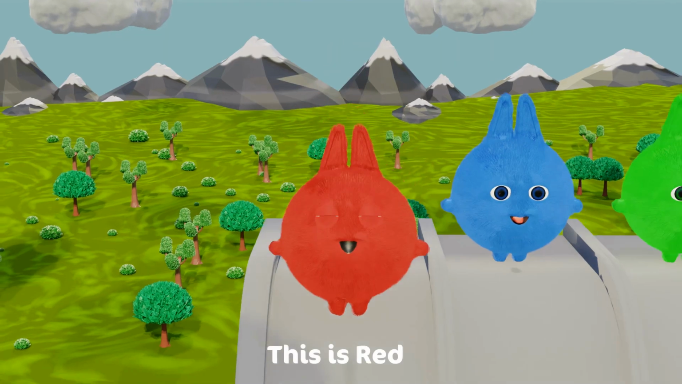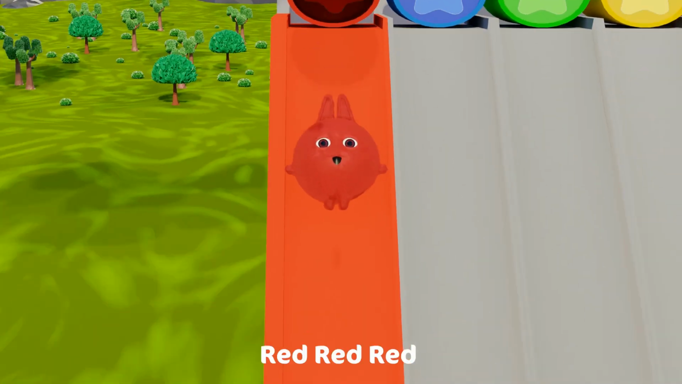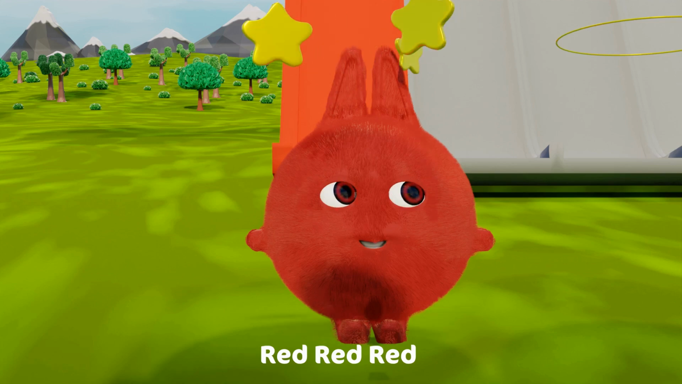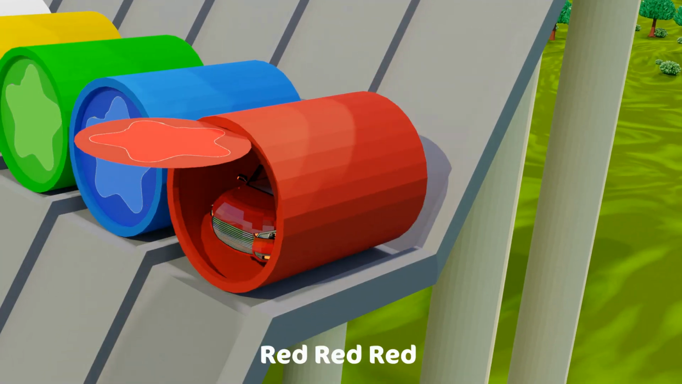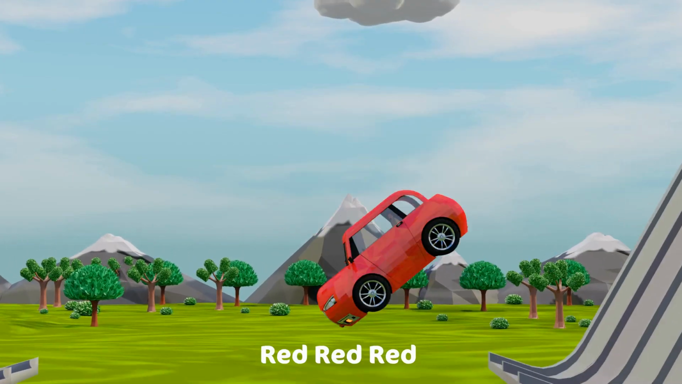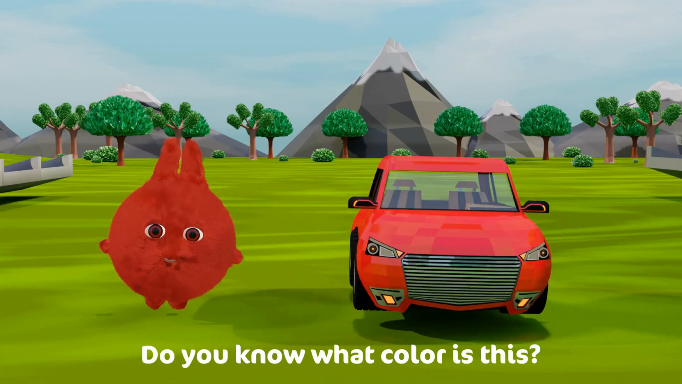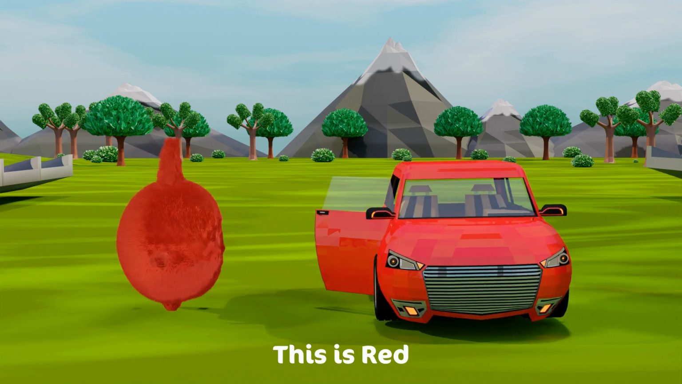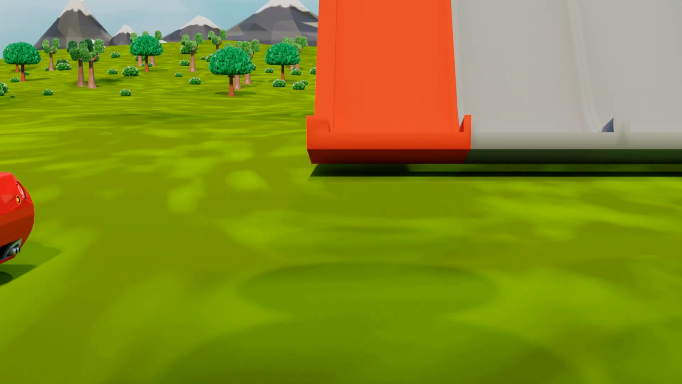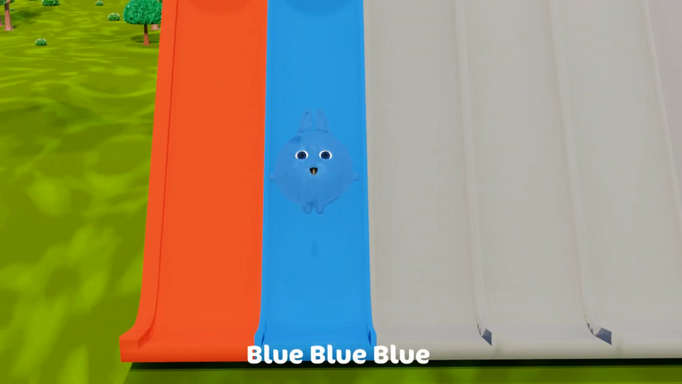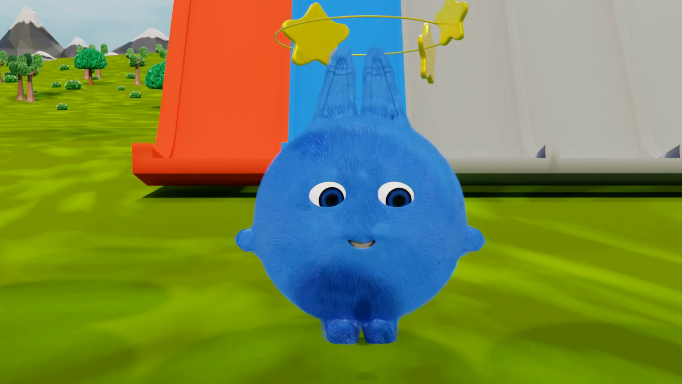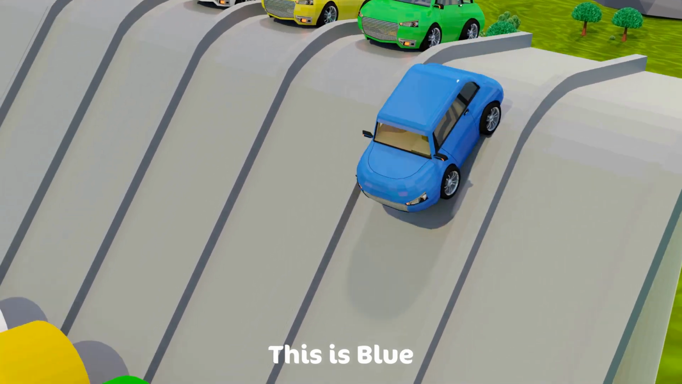This is red, the color red, red, red, red. Do you know what color this is? This is red. This is blue, the color blue, blue, blue, blue.